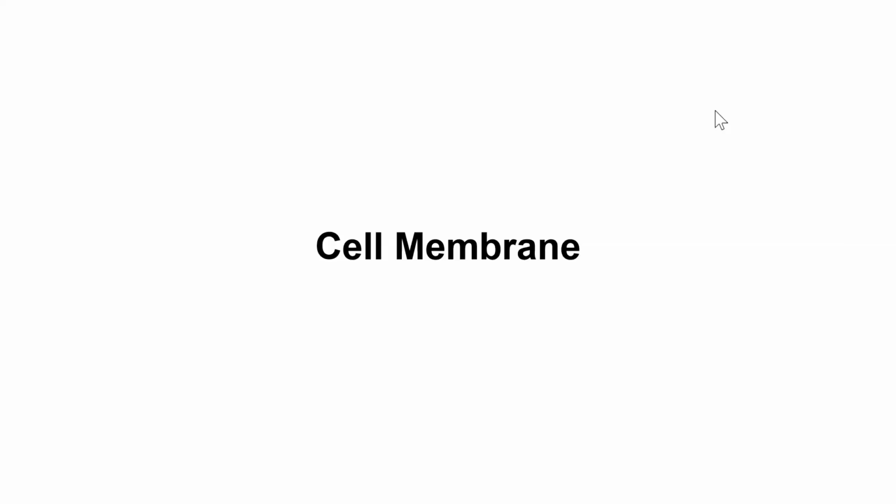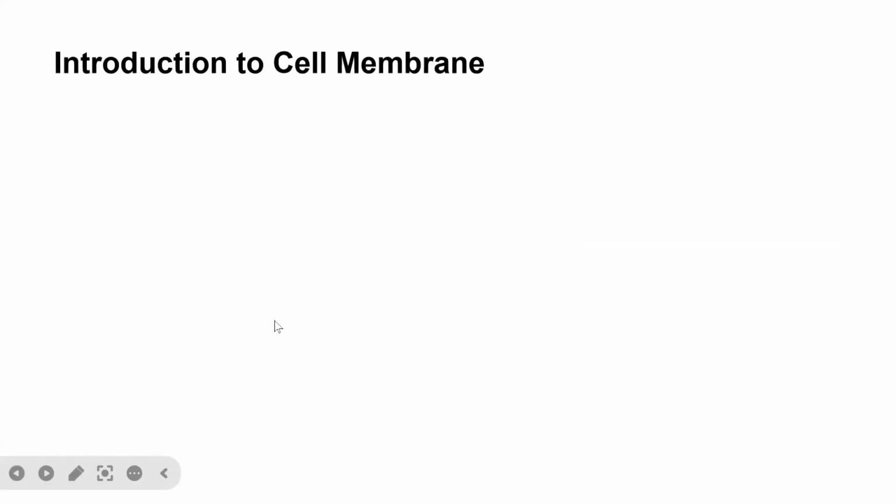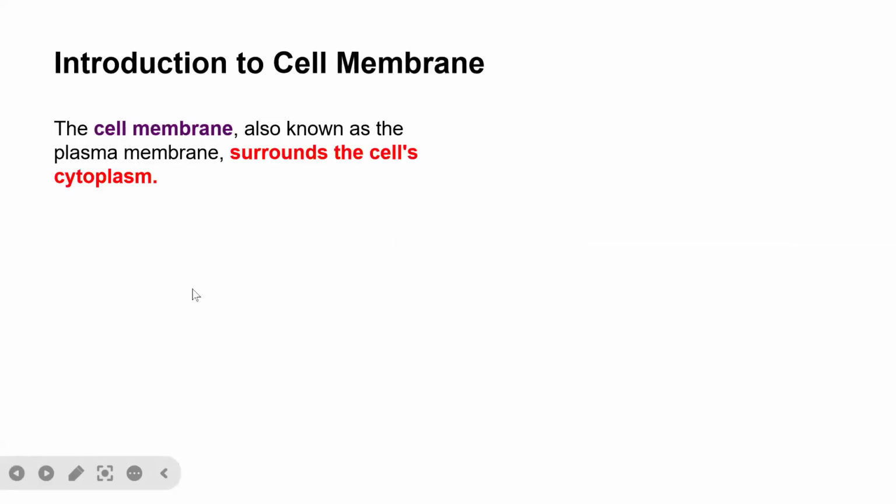So, of course, now for biochemistry, in this video, we are going to look at the concept of cell membrane. Let's start with the description of the cell membrane. The cell membrane is also known as the plasma membrane, and it surrounds the cell cytoplasm.